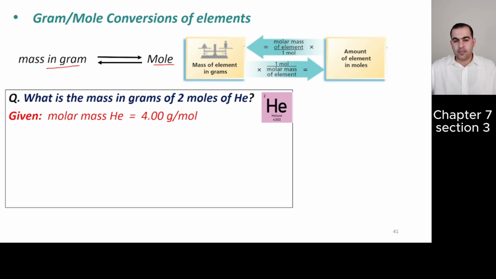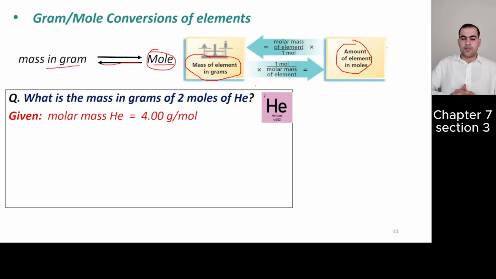We have rules, guys. This is the rule that's given in the book. If you have an amount of element in mole, how do we change mole to gram? Multiply by the molar mass. It gives you the mass of the element in grams. If you have the mass of an element, how can we change it to mole? Divide by the molar mass. So you must know these rules to know how to change mole to gram, gram to mole.